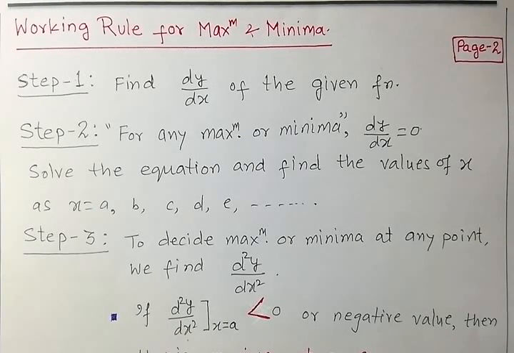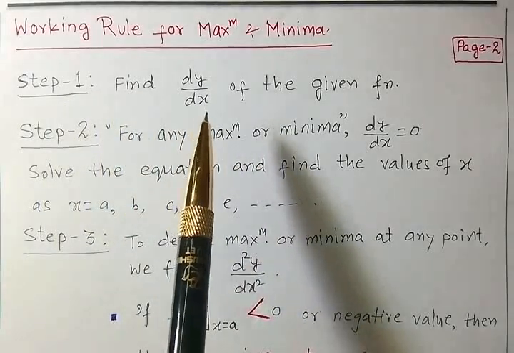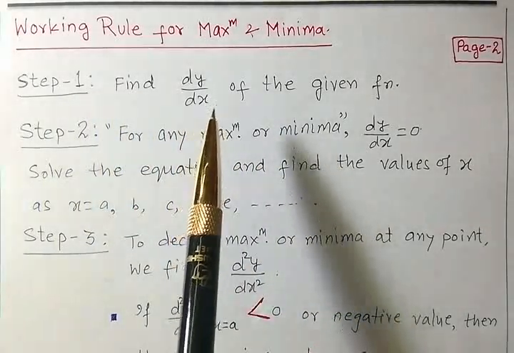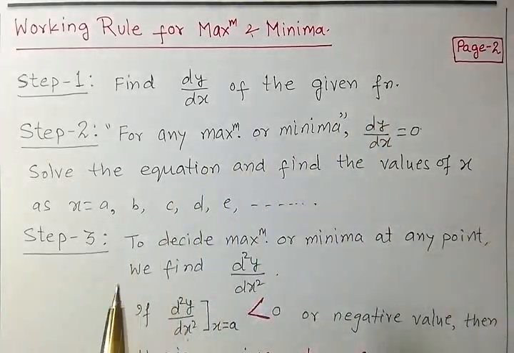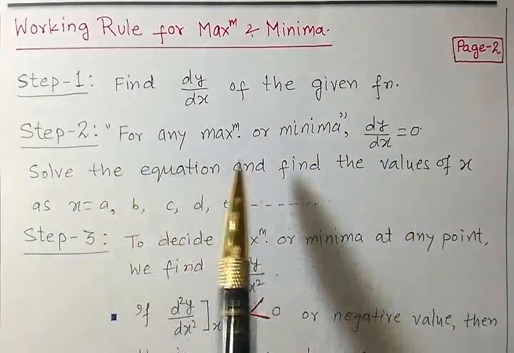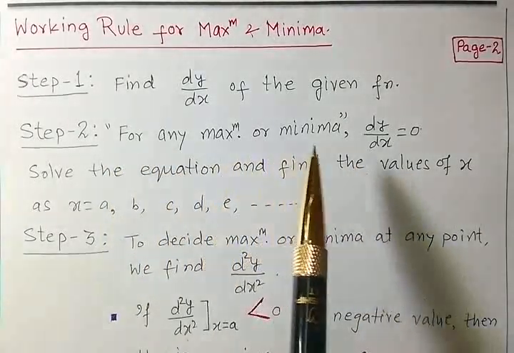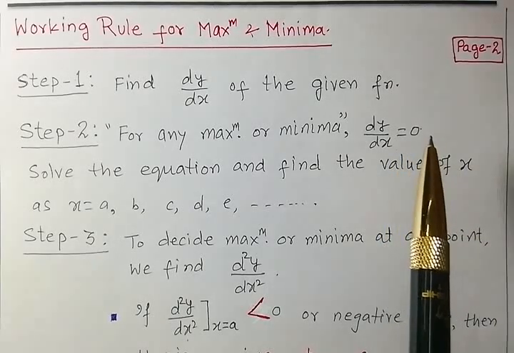For maxima and minima, the very first step is to find dy by dx. Whatever function is given to you, differentiate it and find dy by dx. The second step is you have to write this statement. This is compulsory to write over there. For any maxima or minima, dy by dx is equal to 0.